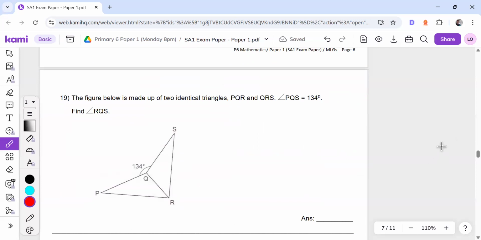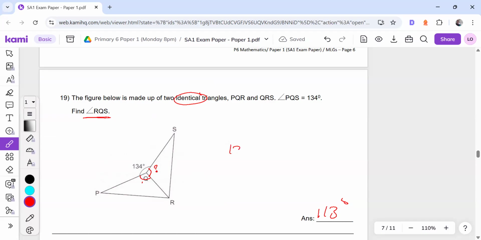Question 19, the answer is 113 degrees. And identical. When you see the word identical, it is your lucky day because they are all the same. What do you mean all the same? This angle and this angle will be the same. Right? And before you do angles, you must put the question mark. Very important. RQS, where is your question mark? Which is here.